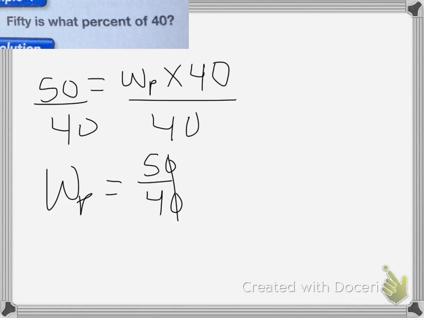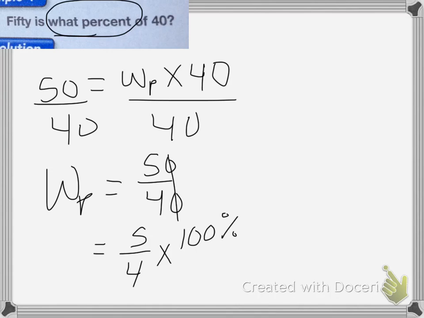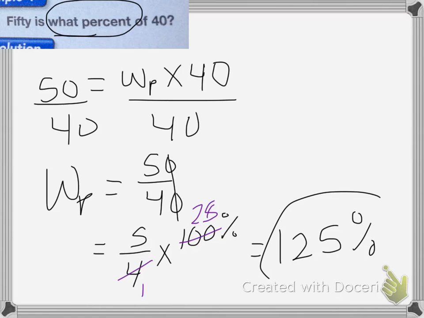Again, I need to convert it to a percent because it wants to know what percent. So I take 5/4 and multiply that by 100%. Okay. I can cancel the 4 and then 100. 4 becomes a 1. 100 becomes a 25, sorry. So 5 times 25 is equal to 125%.